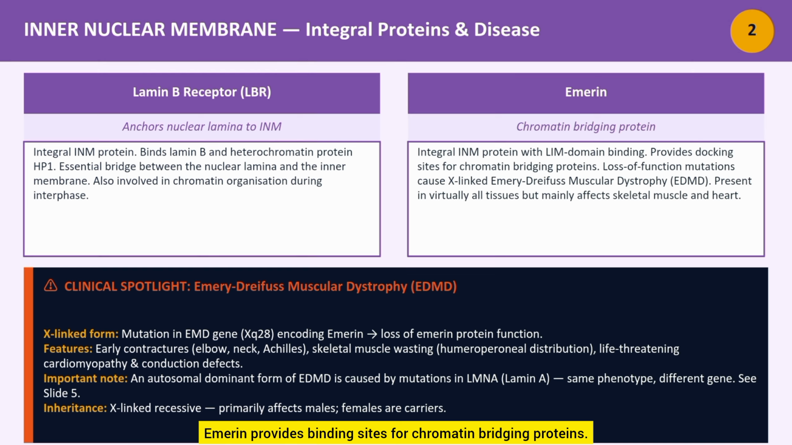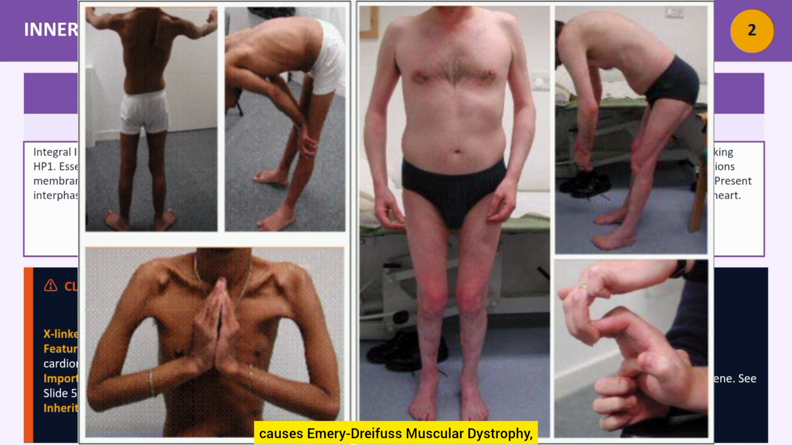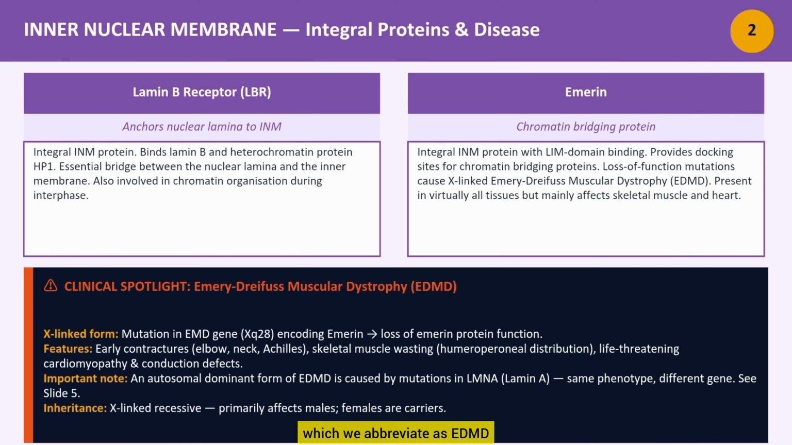Number 2, emerin. Emerin provides binding sites for chromatin bridging proteins. It plays a role in holding the chromatin organization in place. Now here's where it gets clinically critical. A mutation in the gene encoding emerin, the EMD gene, located on the X chromosome, causes Emery-Dreifuss muscular dystrophy, which we abbreviate as EDMD. What does EDMD look like?